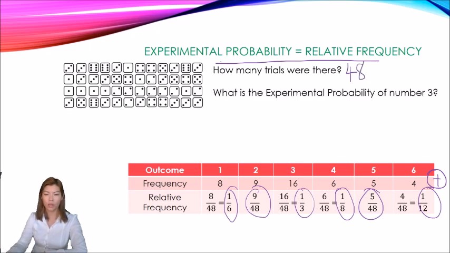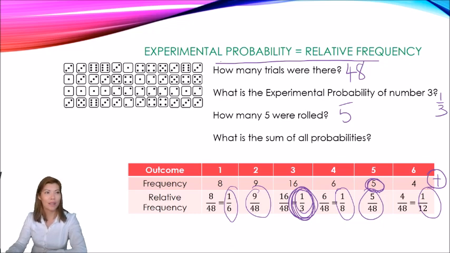What is the experimental probability of number 3? That is exactly asking the relative frequency. So that is 1/3. How many 5s were rolled? That's asking for the frequency of number 5. That is 5.